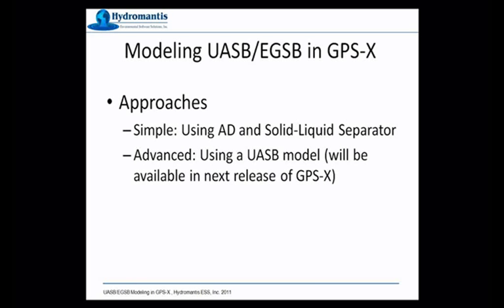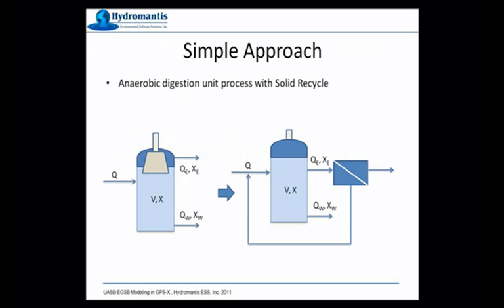So in the simple approach, the concept we are going to look into is that the UASB reactor looks something like this. It has a biological reaction compartment, and at the top it has a clarifier object. So what we can do in a simple approach is to use a digester object and a solid liquid separator object, separate the sludge and bring it back to the reactor. In this way, we are trying to mimic what goes on in this reactor through two different objects in GPSX.